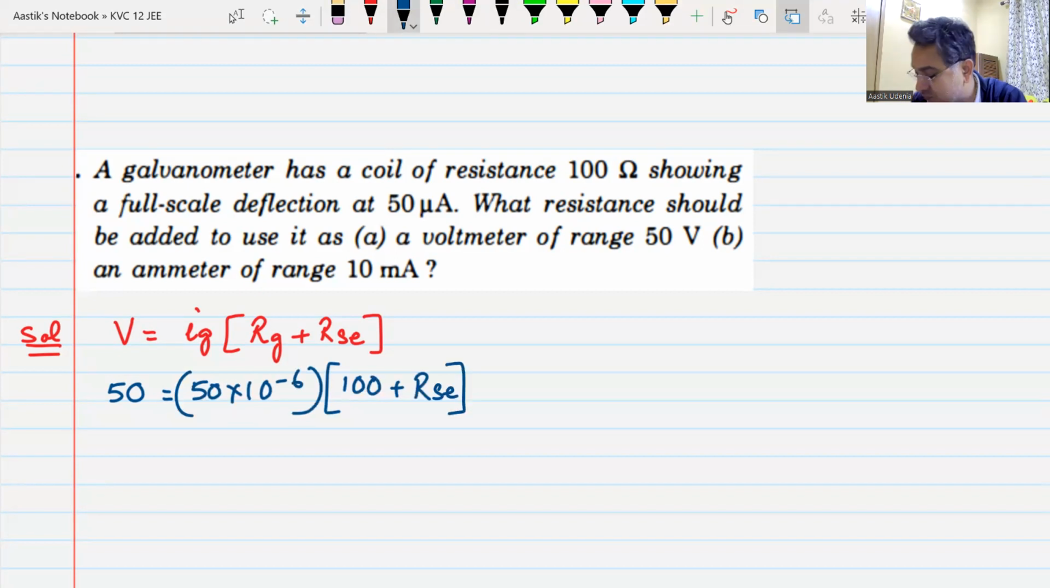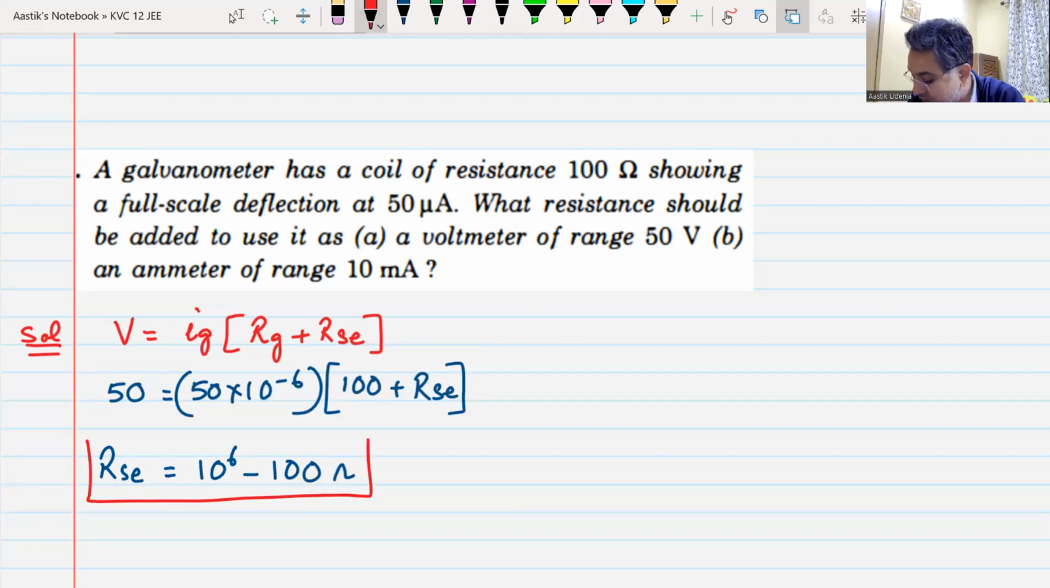You should not have taken so much time to give me this answer. The series resistance is 10 raised to the power 6 minus 100 ohms. I don't know from where you got plus 100. Maybe in another universe, but in this universe it is minus 100.